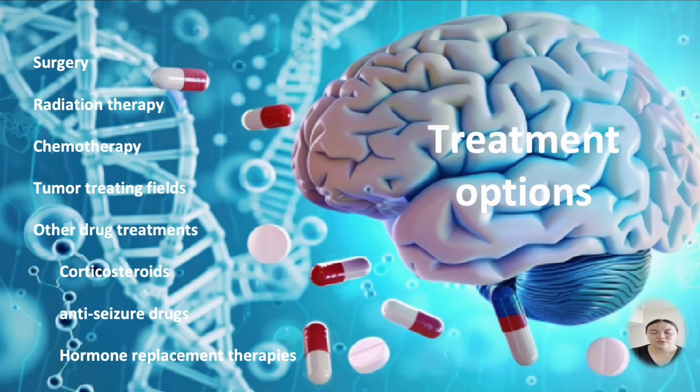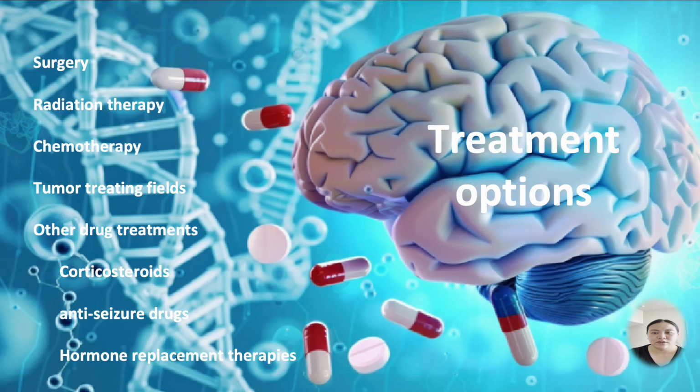Treatment options. So the treatment options for CNS tumors are highly based on the type of tumor, the location, the size of the tumor, and the patient's overall health. These treatment options include surgery, radiation therapy, chemotherapy, and TTFs. So in surgery, surgeons are attempting to remove all of the tumor if possible, or part of the tumor to help alleviate symptoms.